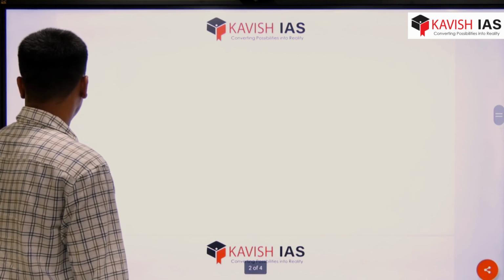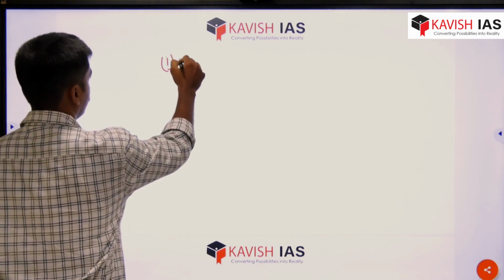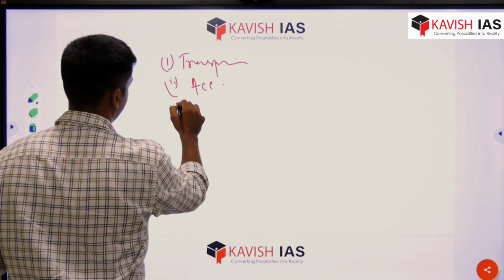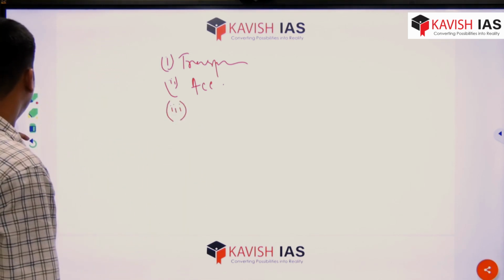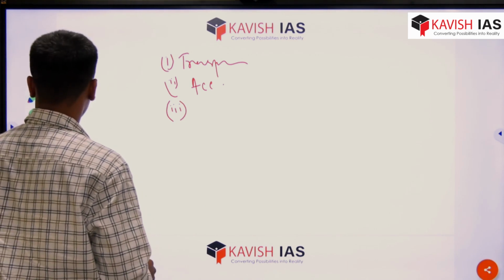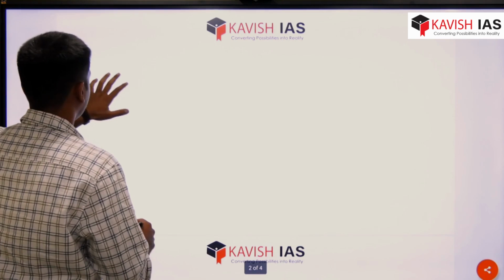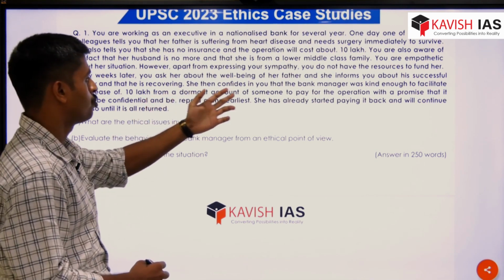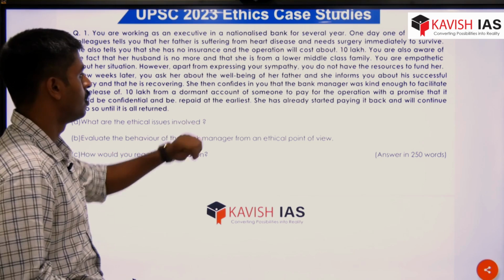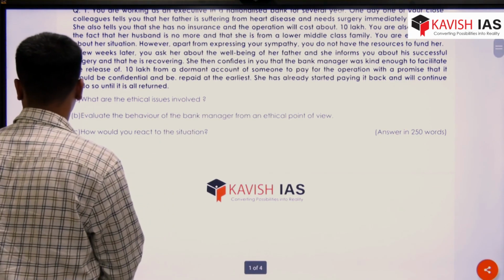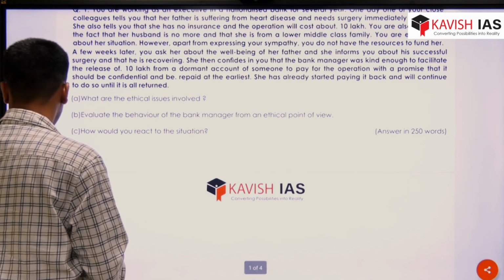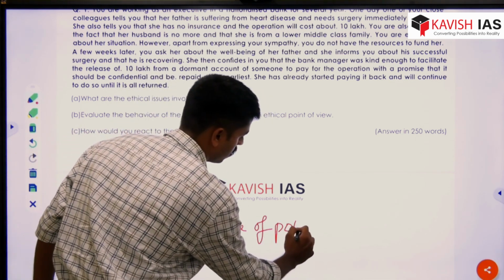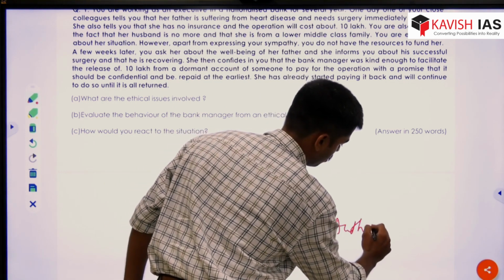The third aspect here is that if you look into the case study, it's of misuse of power. The bank manager himself had misused his power, misused his authority and transferred this money. So the third issue could be this. Misuse of power / authority.